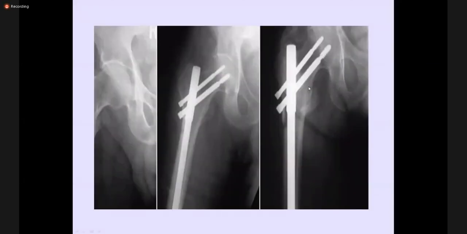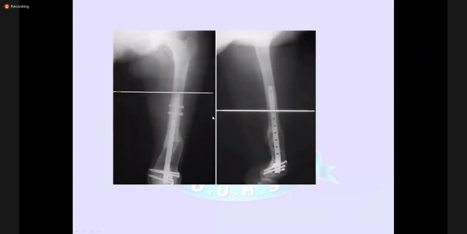And this is another example of a subtrochanteric fracture and neck of femur fracture, which are fixed with recon nail. These are the follow-up X-rays showing the fracture is visible, it is healing, and this X-ray is almost healed. These are the fractures of the distal shaft of the femur and distal third of the femur, which are fixed by the retrograde nail.